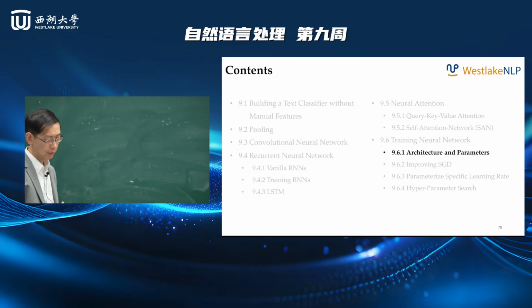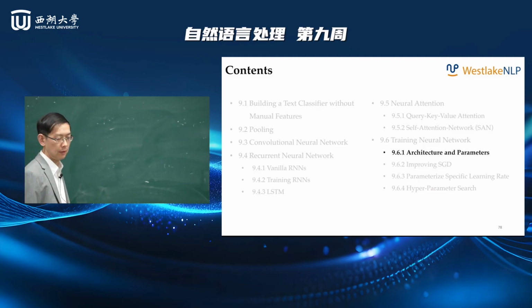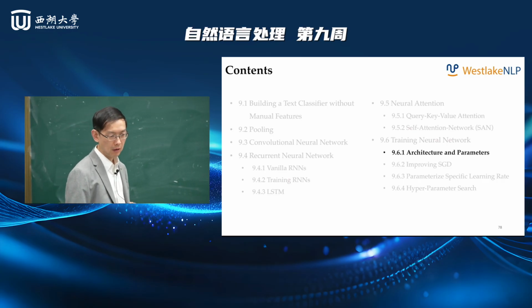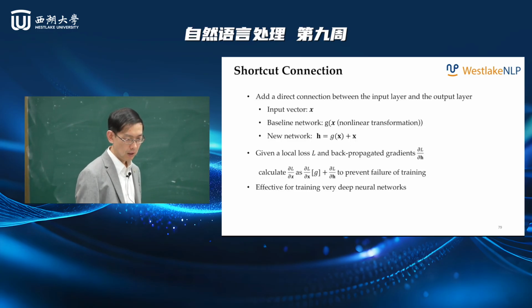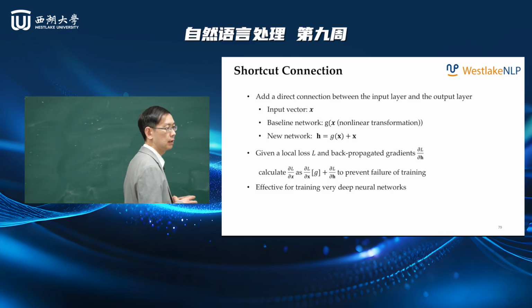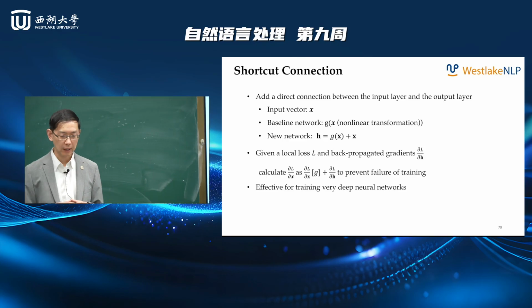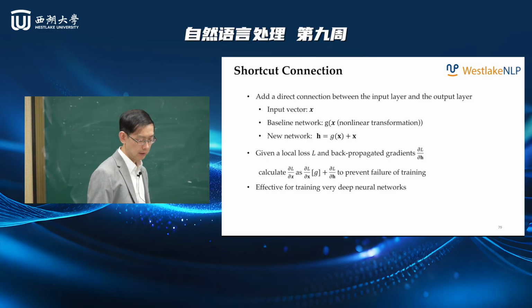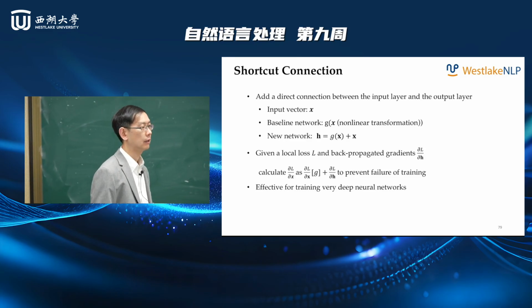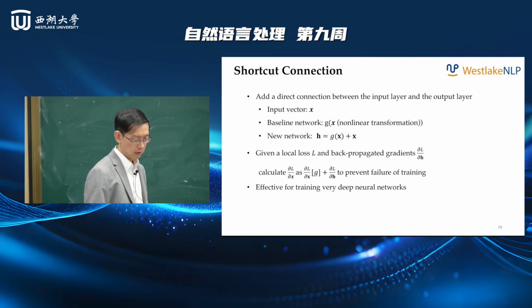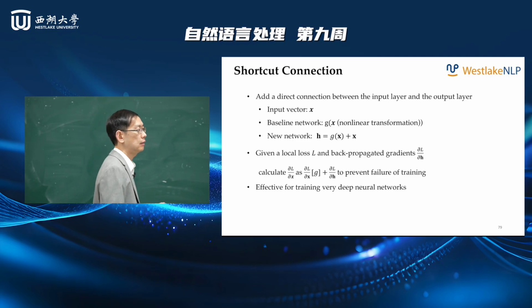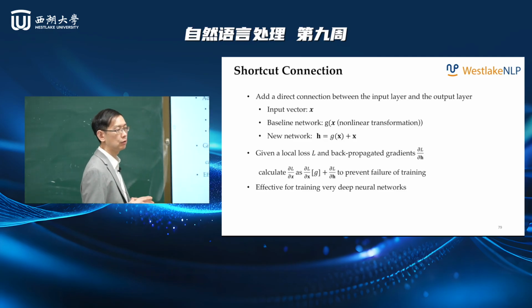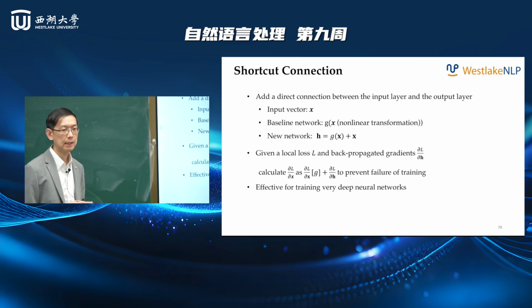Well, there are different ways to solve the gradient issues. I first show you a few on architecture changes. Remember last week we talked about the shortcut connection? So I give you the equation here. The input is x. The neural network is g of x, where g is a nonlinear activation. So a shortcut connection means h is g(x) plus x. And I told you that this one works better for building n-gram language model. Why is that so?